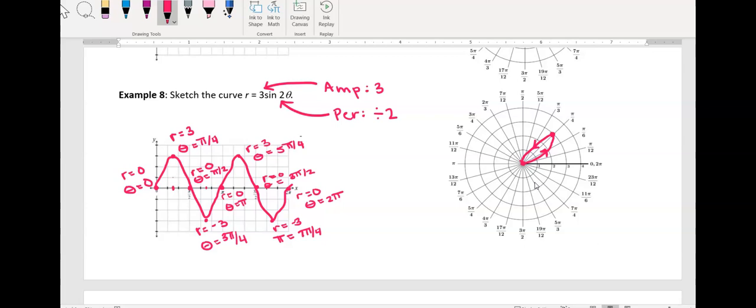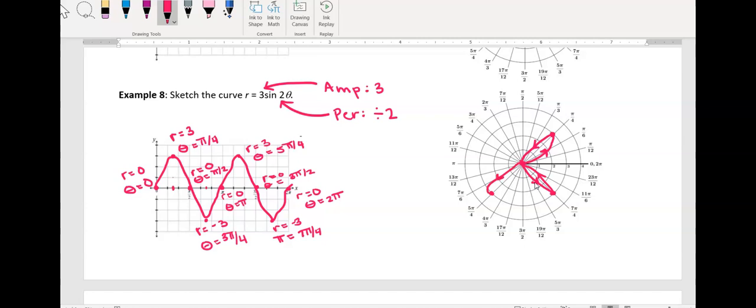Now we're going to go to 3 pi over 4. So 3 pi over 4 is right over here on the left, but remember we're doing a negative radius, so it's on the opposite side of that line. So a negative radius would actually be over here. So I'm going to bring that out with an arrow, and then it comes back to a radius of 0 at the angle pi. So right back to the origin. And then it goes to a radius of 3 at 5 pi over 4. So at 5 pi over 4, which is down here on the left, we're going to have a radius of 3, and that's a positive radius, so it would come right back out.